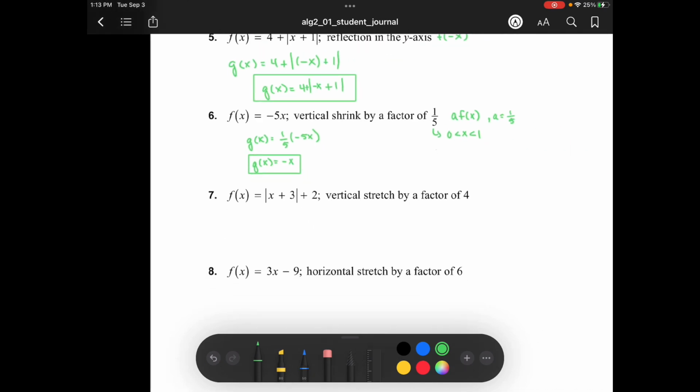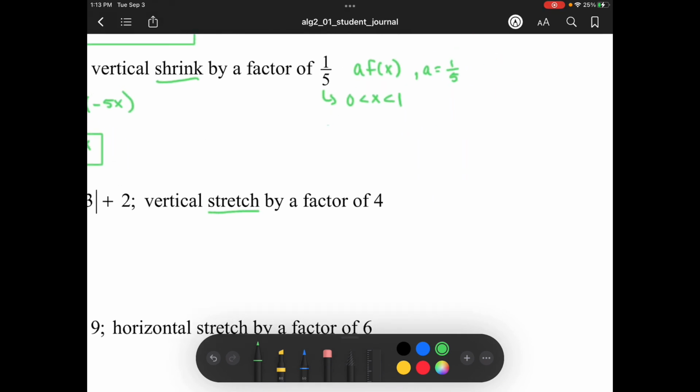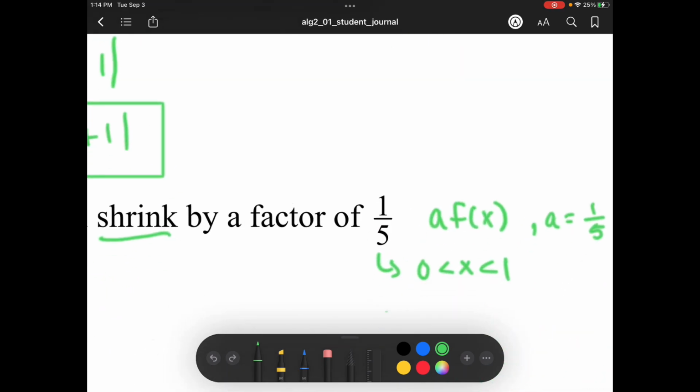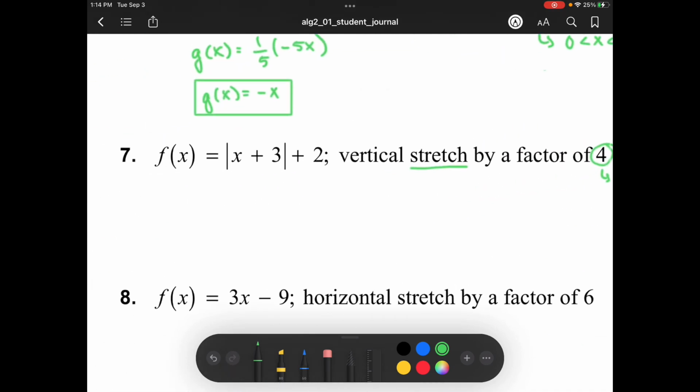Alrighty. The next thing that we're going to do is a stretch. So this was a shrink and this was a stretch. So we are going to choose numbers where a is greater than or equal to 1. Okay, so this is going to be the same thing, a times f of x, but this time because we're stretching, our a is going to be equal to 4. And when we choose our a, that has to do with this factor bit, where it says a factor of 1/5 or a factor of 4. So this one is going to end up being g of x equals 4 times the absolute value of x plus 3, plus 2.